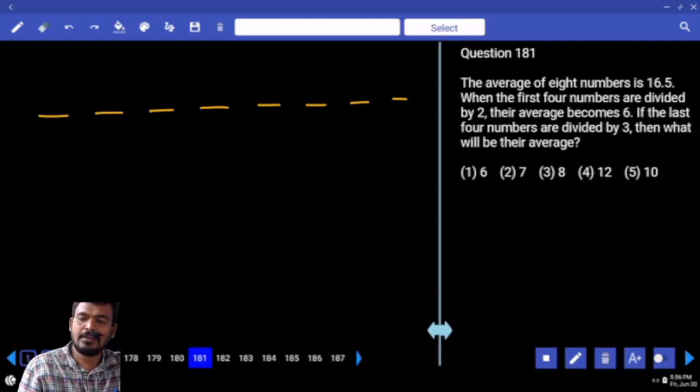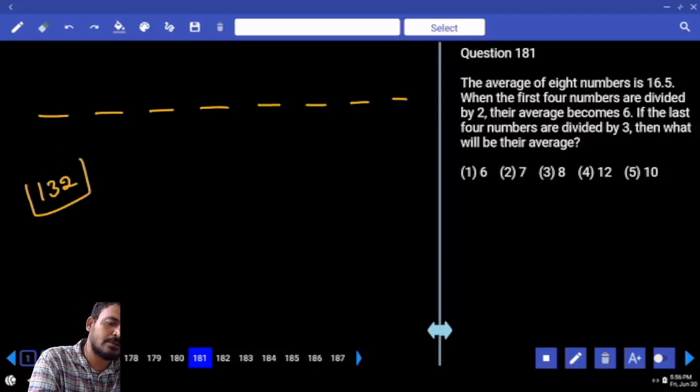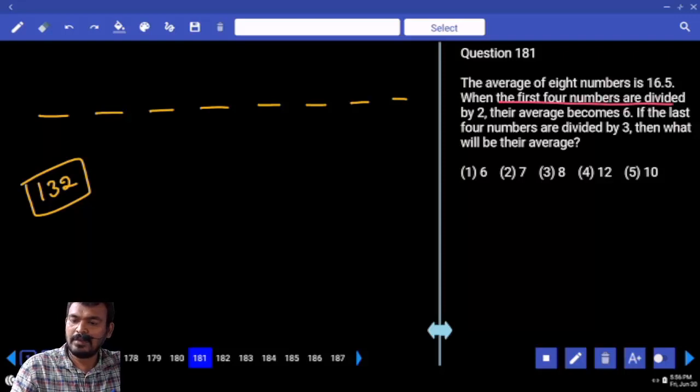The average of 8 numbers is given as how much? 16.5. What is the sum value? 8 into 16 is how much? 128. 8 into half means 4. That is 132, or not? That is the sum of how many numbers? 8 numbers.